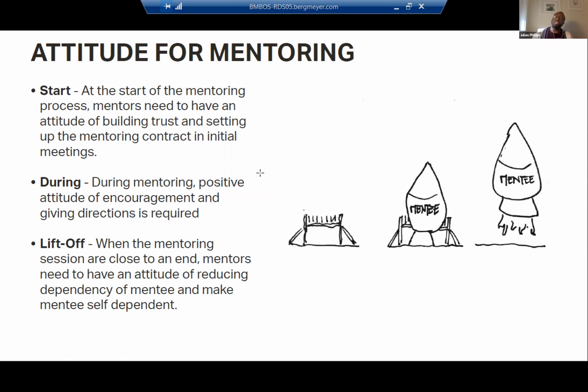When the mentoring sessions are close to an end, the mentors should have an attitude of reducing dependency of a mentee. You really don't want the mentee to be dependent on you. You want them to be self-dependent.